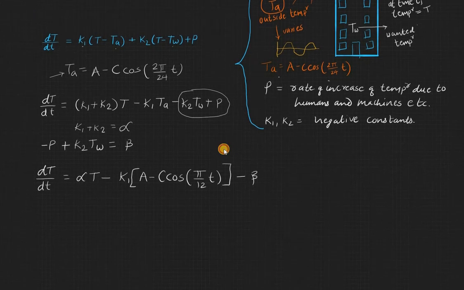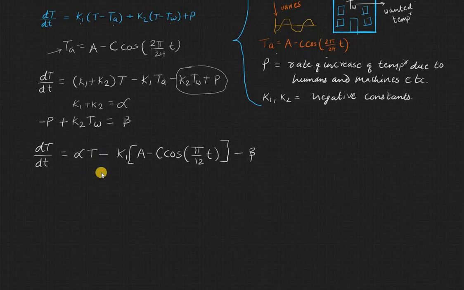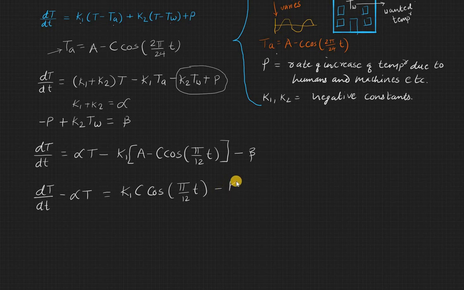So we can go ahead and take this alpha into T to the left side. So our equation now becomes dT/dt minus alpha T is equal to, so this will be positive K1 C cos of pi by 12 into T, then we have minus K1 into A and minus beta.